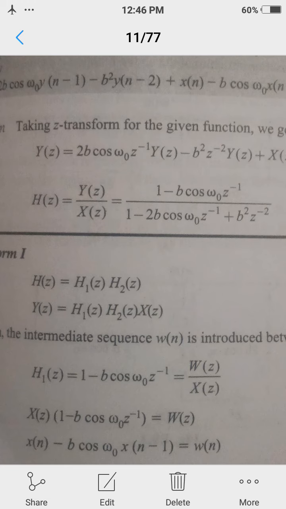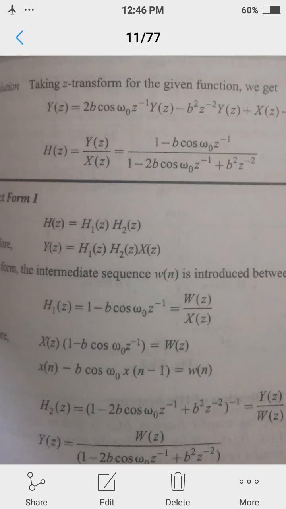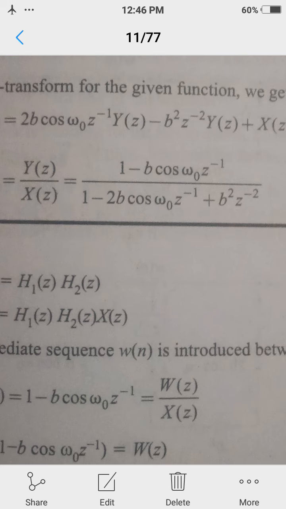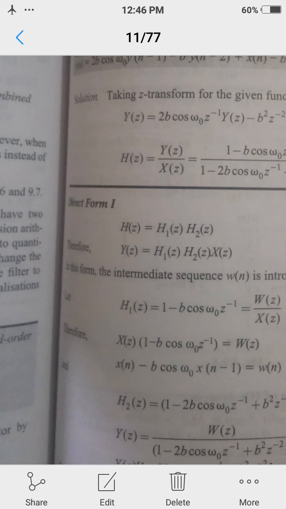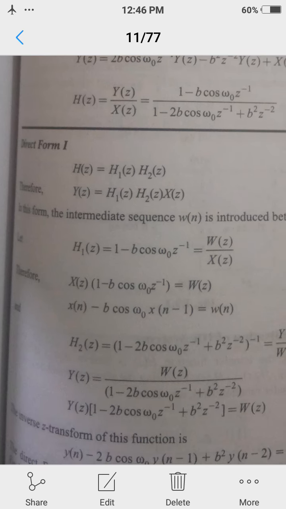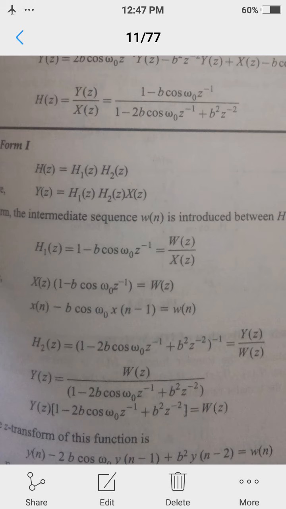Now for the intermediate sequence w(n), H1(z) is equal to 1 minus b cos omega 0 z inverse, this is W(z) upon X(z), and therefore X(z) we can get from here. X(z) is equal to 1 minus b cos omega 0 z inverse, and therefore w(n) will become x(n) minus b cos omega 0 x(n minus 1), and H2(z) is 1 upon 1 minus 2b cos omega 0 z inverse plus b square z to the power minus 2, that is Y(z) upon W(z).